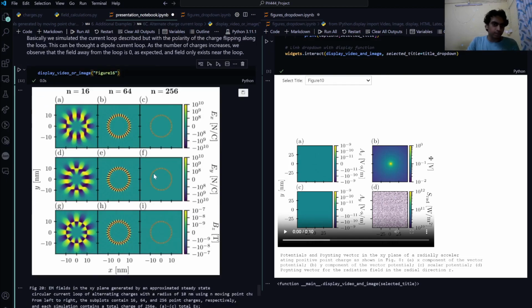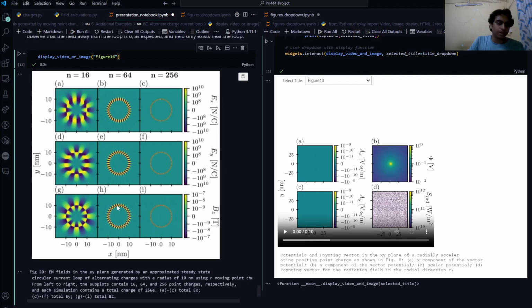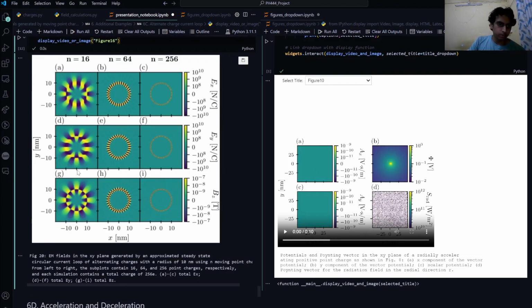As we can see, and as one might guess, as you increase the number of point charges in the ring, the fields simply go to 0, and this is quite logical because as you have alternating point charges, the fields everywhere just sort of cancel out to 0, and therefore with more point charges it becomes a better approximation for 0 charge, which is quite obvious here.